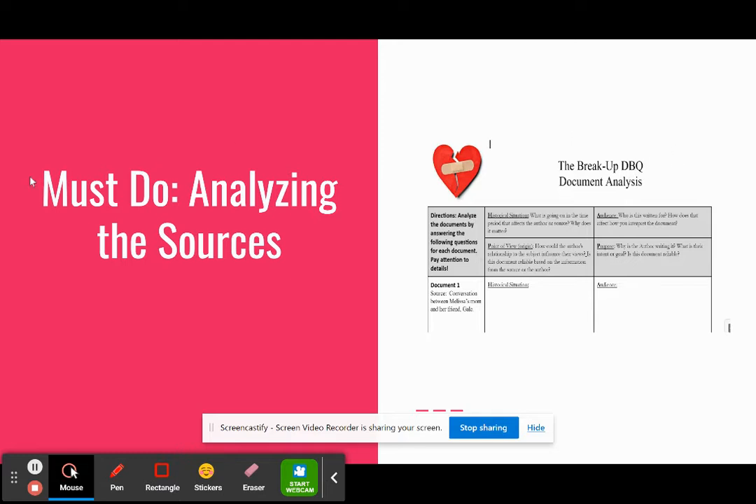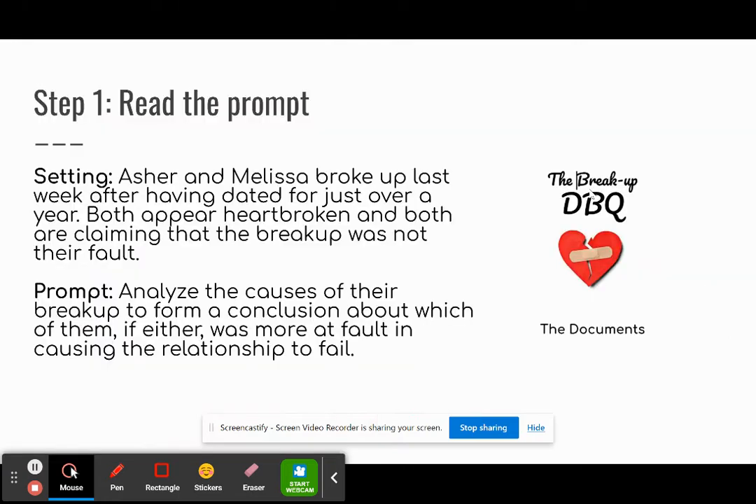So we're going to be at this point talking about the must do, which is analyzing the sources. You should have 2 documents from Schoology: the Break Up DBQ document analysis sheet, and then also the Break Up DBQ pack of documents. So the first thing you're going to do is in this set of documents, read the prompt. The setting is the background.